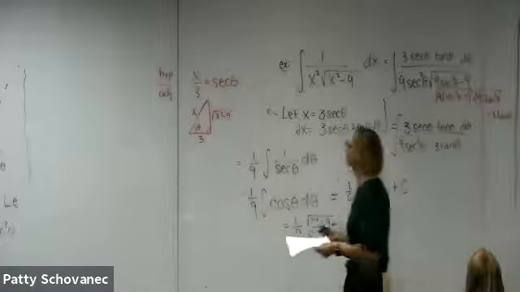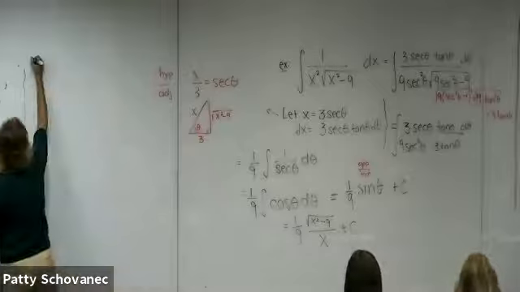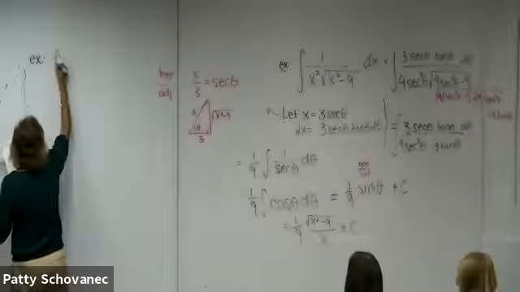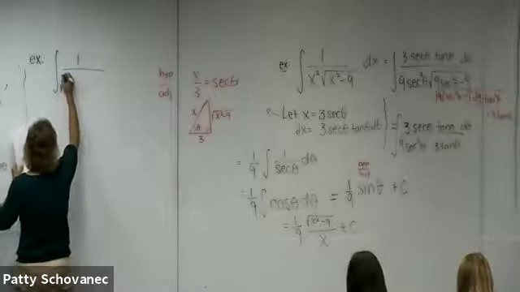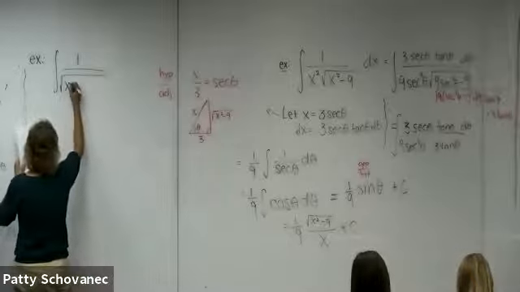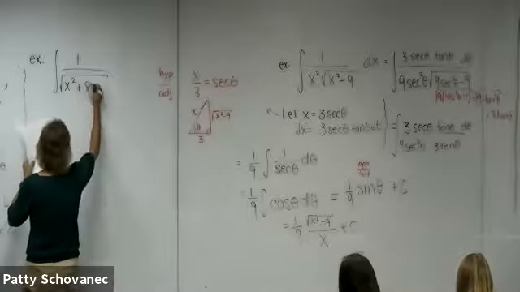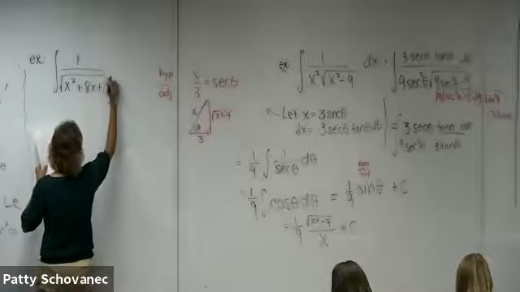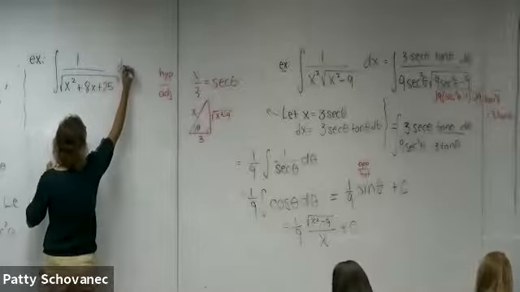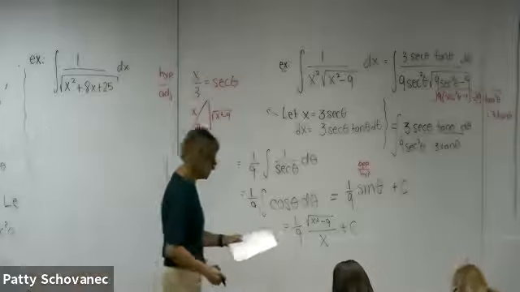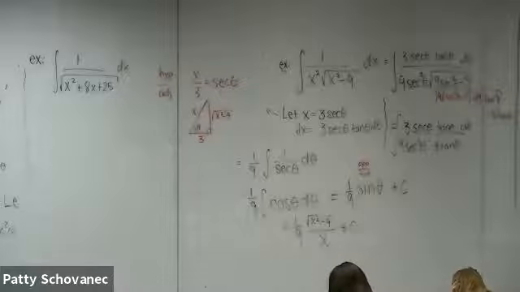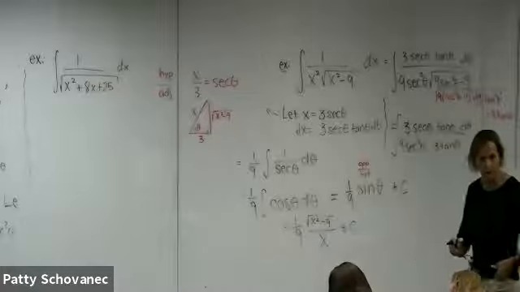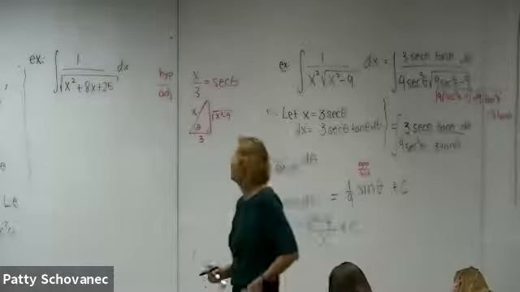Let's see, here's my next one. Got a radical sign downstairs. x squared plus 8x plus 25. It's all under the radical sign. It's kind of different from what we've been doing. We don't have an x squared minus a squared, or a squared plus x squared.